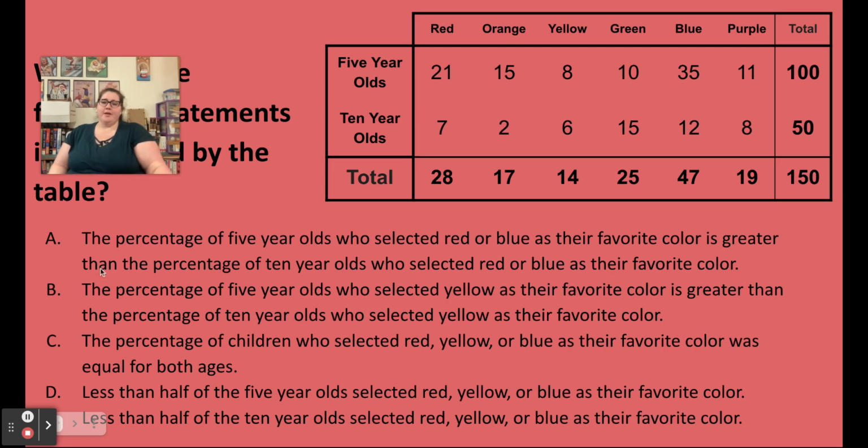So basically, when I go through each of these answer choices one by one to look at what percents are in each area, A is the answer that is true. The percentage of 5-year-olds who selected red or blue as their favorite color is greater than the percentage of 10-year-olds who selected red or blue. So for 5-year-olds, red or blue, 21 and 35 is 56. So 56 out of 100 is 56%. And then for 10-year-olds, it's 7 plus 12, which is 19 out of 50, which is 38%. So it is greater for 5-year-olds than it is for 10-year-olds.